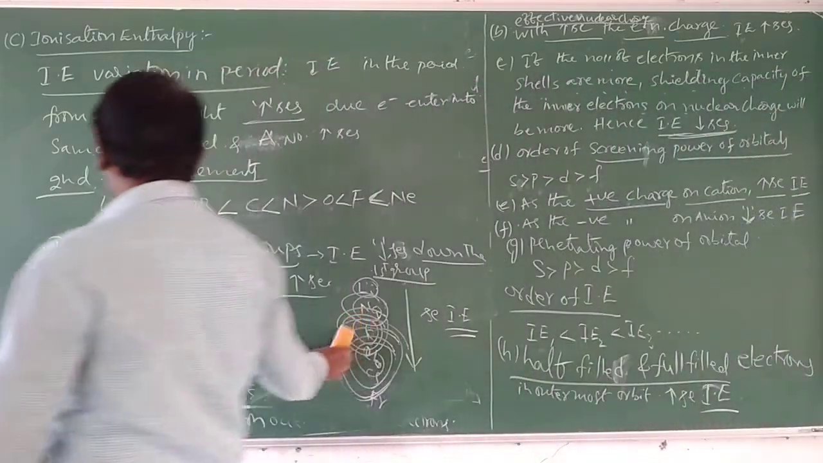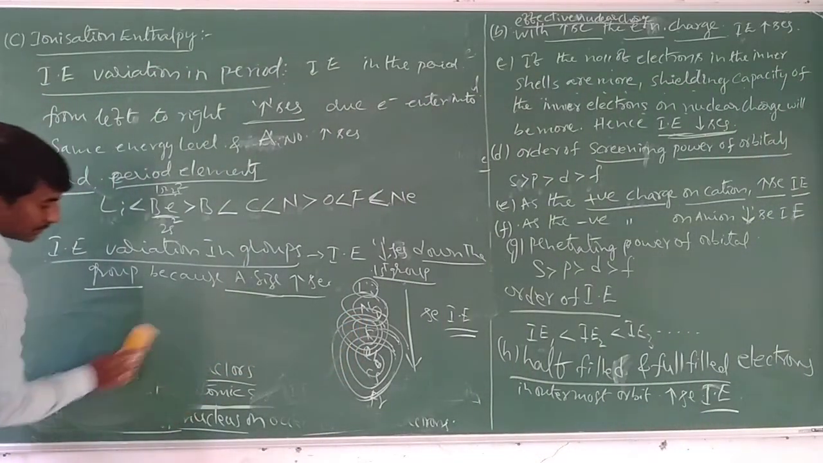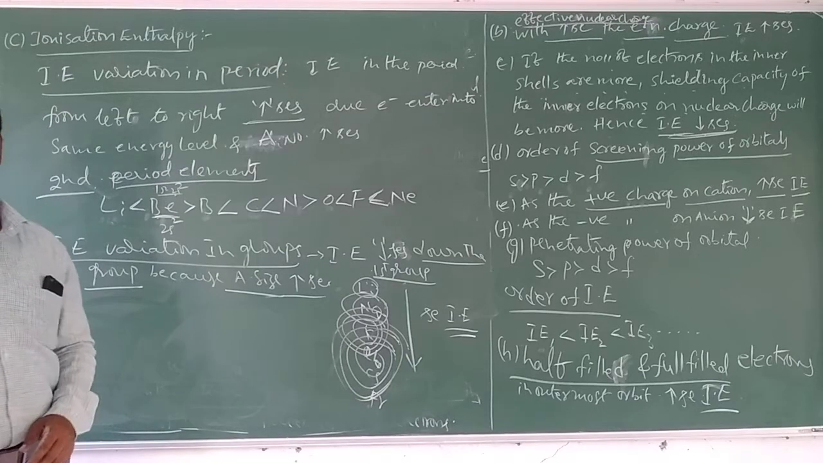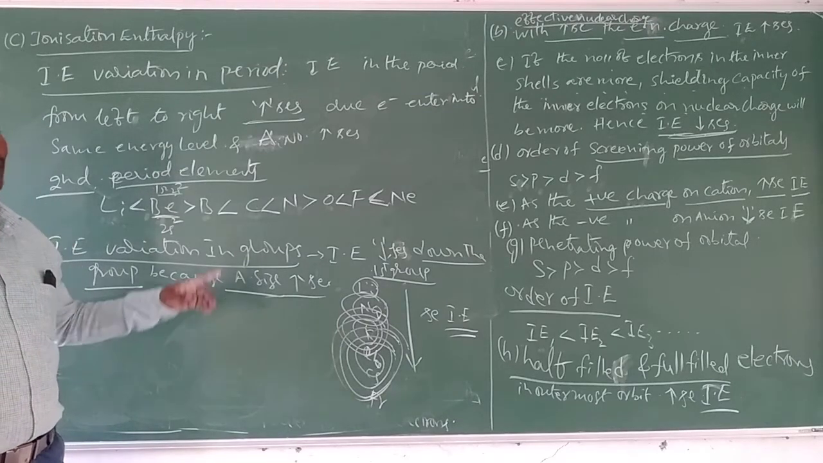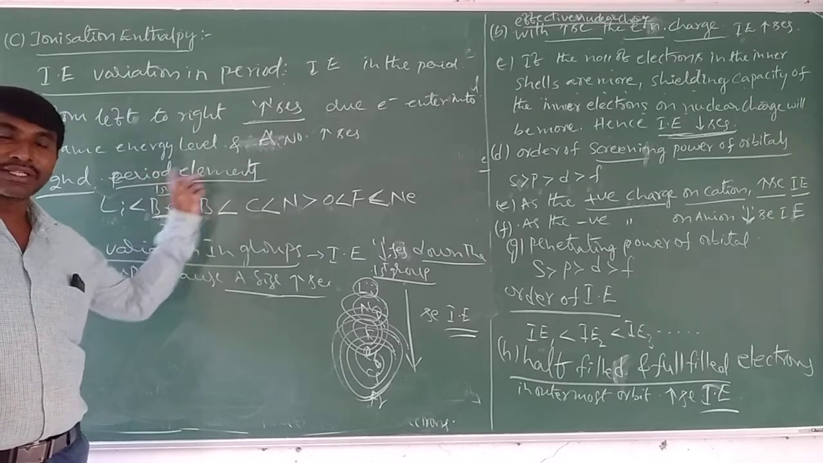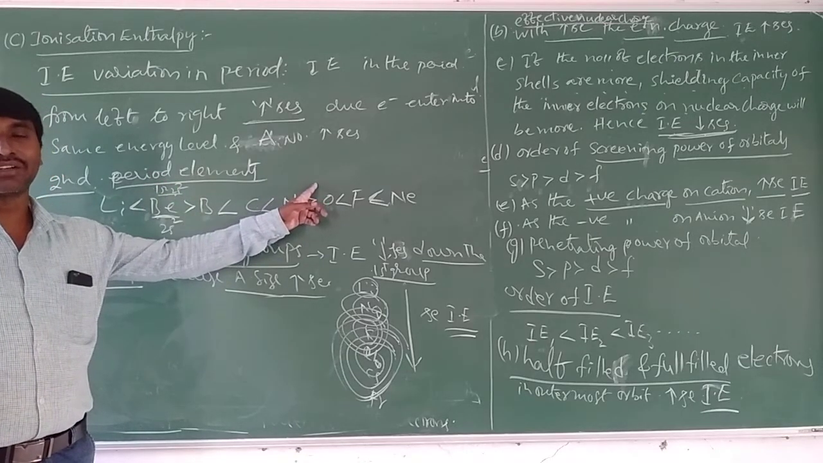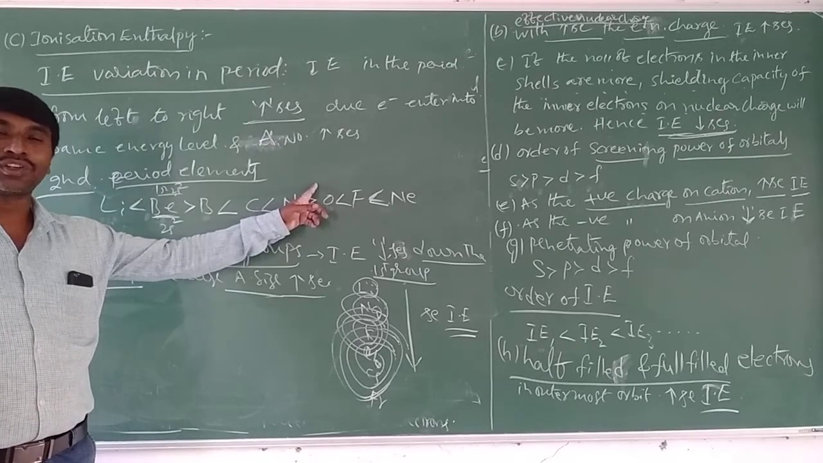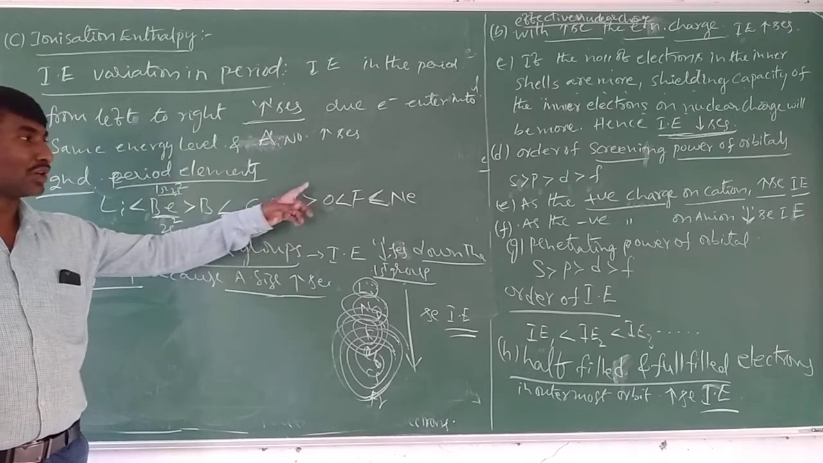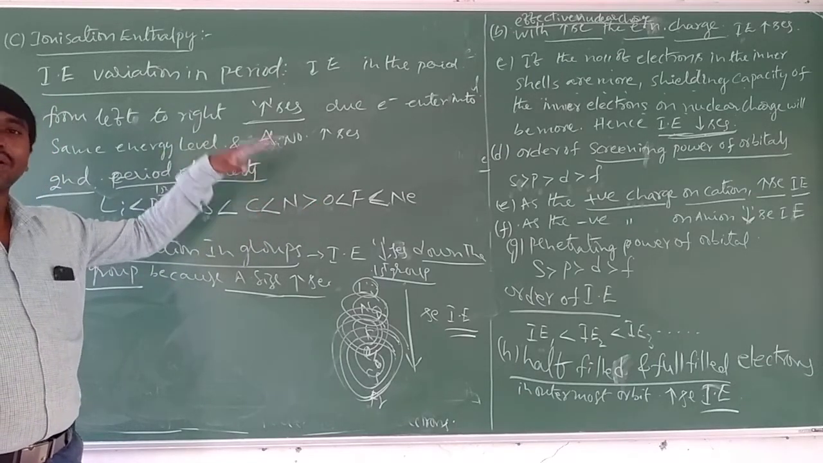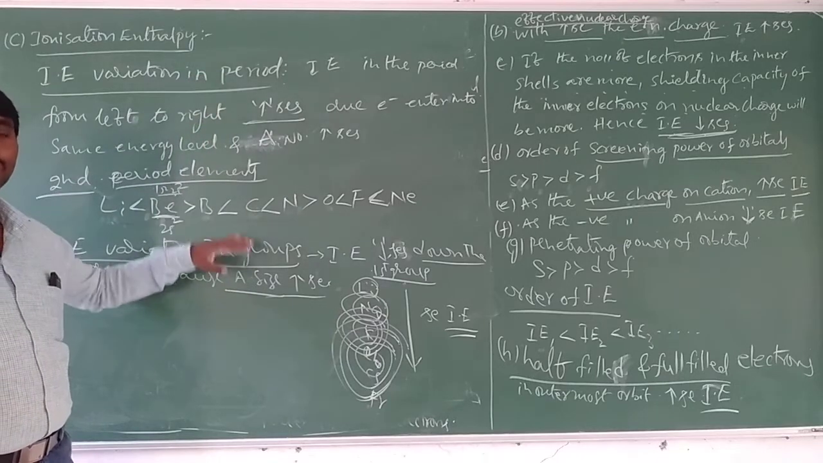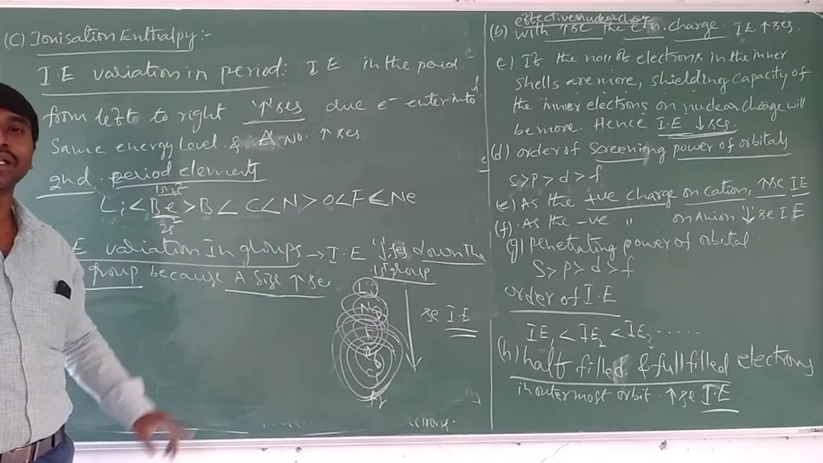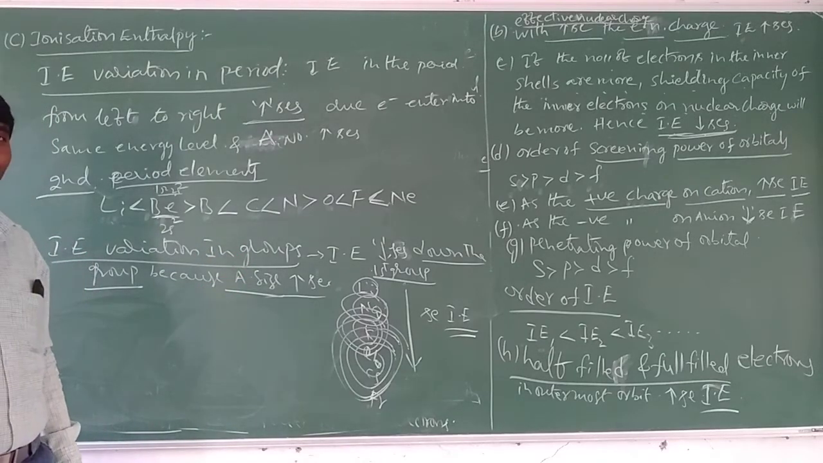And this is the ionization enthalpy trend in the periodic table. So what happened in the period? From left to right, ionization enthalpies increase. Why? Because atomic size decreases, so the attraction force of the nucleus on the outermost electrons increases. So that's why ionization enthalpies increase. In the same group, what happened? Ionization enthalpies decrease. Why? Because atomic size increases down the group.